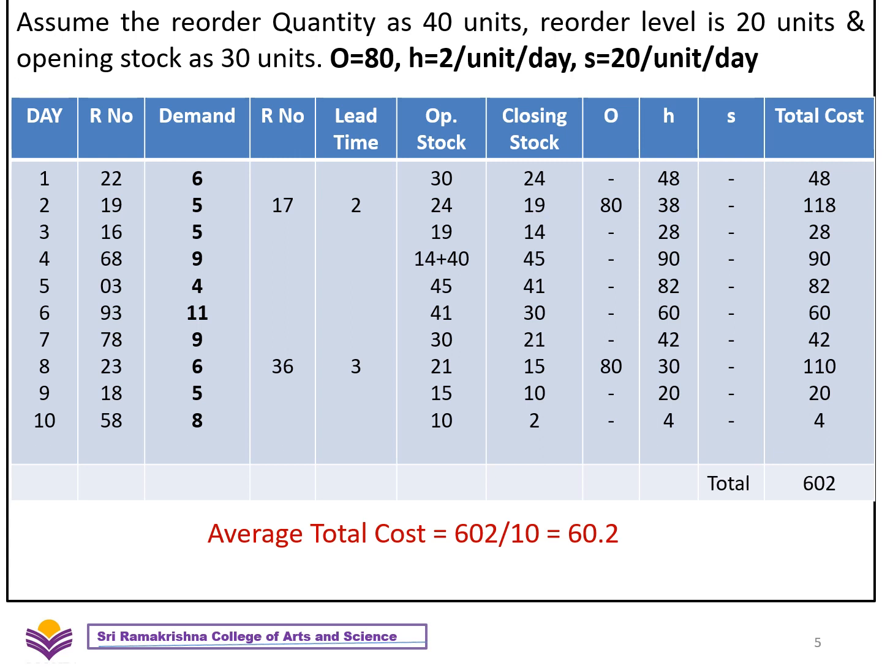So we have simulated the demand using the random numbers and the random tags. We have also simulated the lead time using the random numbers and the random tags. And assuming the opening stock as 30, we have proceeded for 10 days. And we have got the total cost as 602 and the average total cost as 60.2.